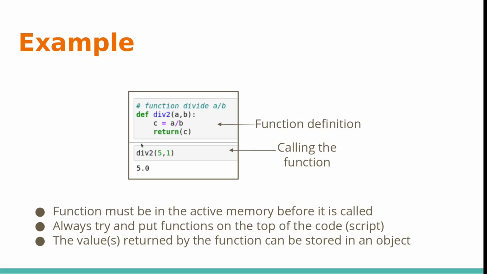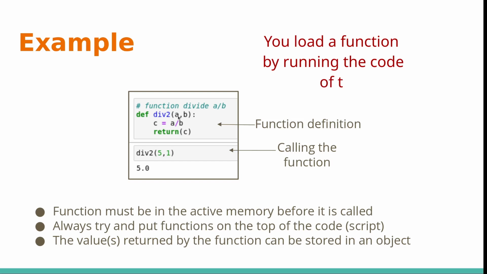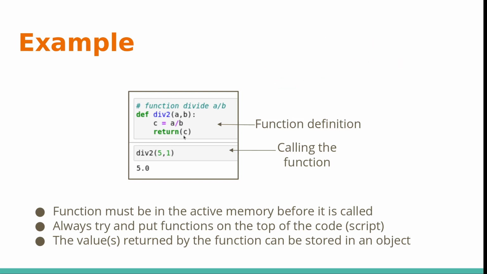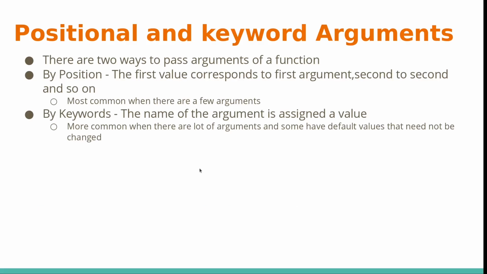So if I were to load this function into memory and then call the function div2 with arguments 5, 1, it assumes that a is equal to 5, b is equal to 1. So c is equal to 5 over 1, which is 5, and it returns the value of c and gives me 5.0. There are two ways in which you can pass arguments to a function.